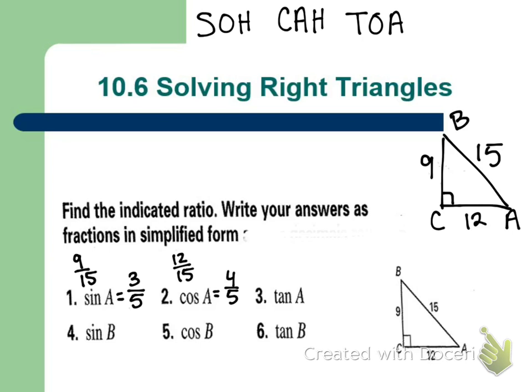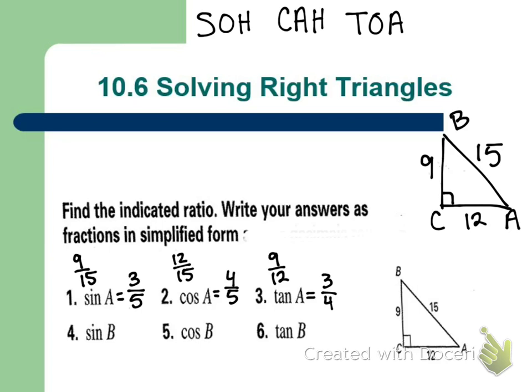Finally, we want the tangent of angle A. So A is our reference. We've already identified the opposite side to be 9 and the adjacent side to be 12. 9 over 12 simplifies to be 3/4.